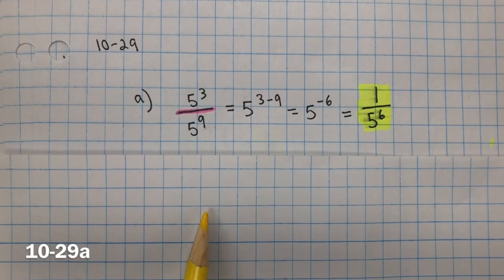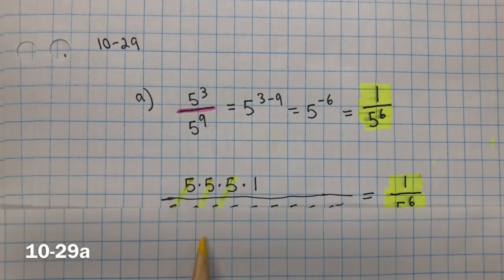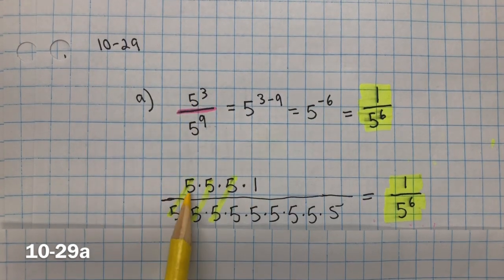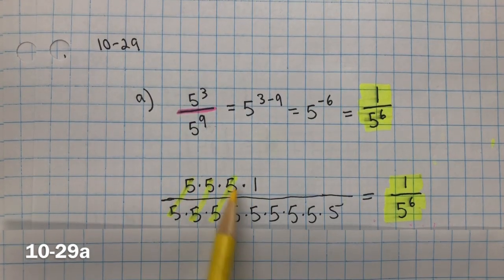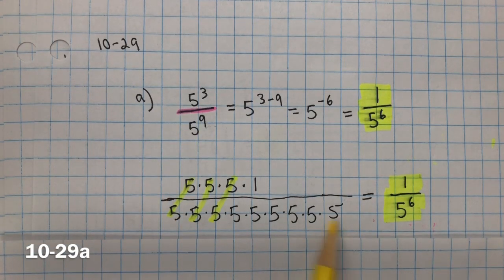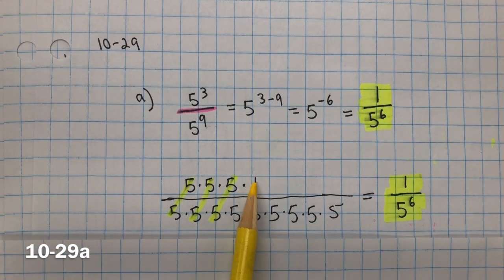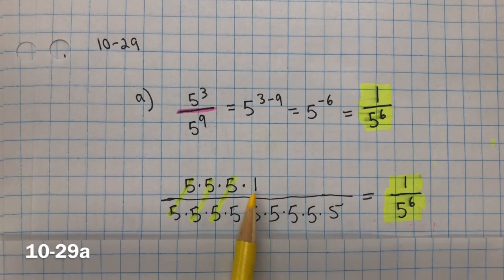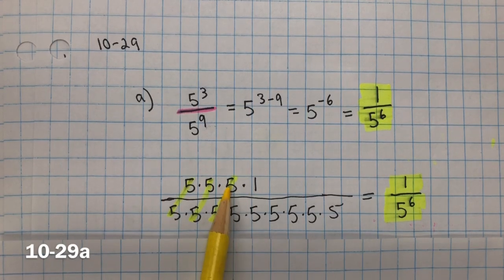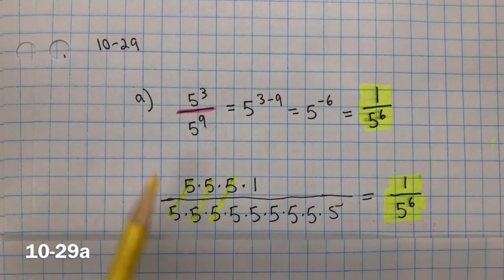An alternate way of solving this is to expand each of these. 5 to the 3rd power is 5 times 5 times 5, and 5 to the 9th power is 5 times 5, 9 times. Now I put multiplying 1 here, and you'll see in a moment why. It doesn't change the value, because it's the identity property of multiplication. When you multiply by 1, it's just itself. 5 multiplied by 1 is still 5. It's not changing the value.